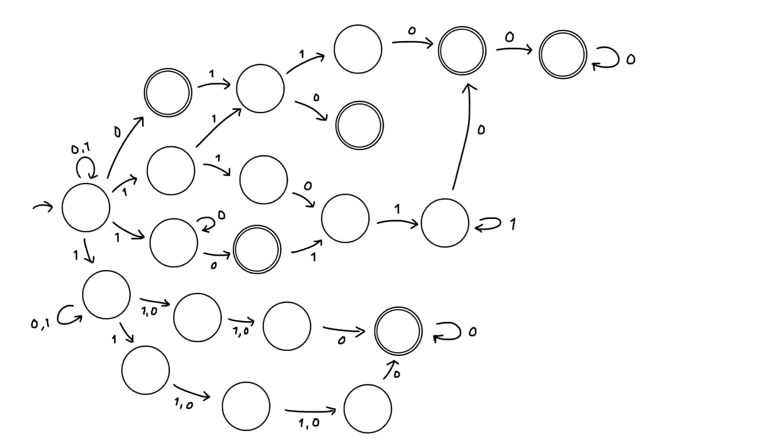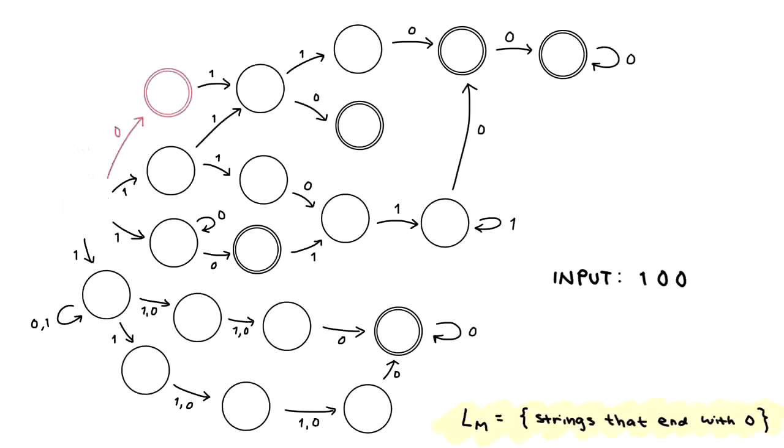Consider this NFA. By construction, this NFA would accept any string that ends with a 0 and will never accept a string that ends with a 1. So on an example input 1, 0, 0, it could take this path or this path and accept the string, or it could take this path and reject the string. However, it doesn't matter which path the NFA decides to take. As long as there exists one path that causes the machine to end in an accept state, then we say the NFA accepts the string.